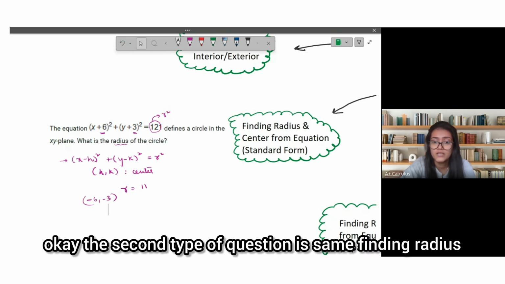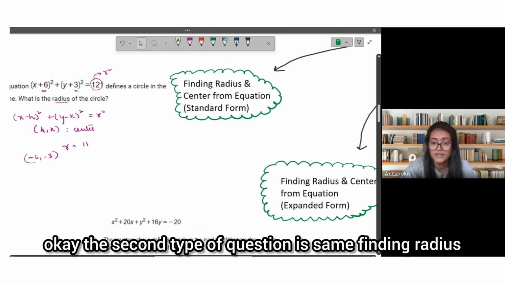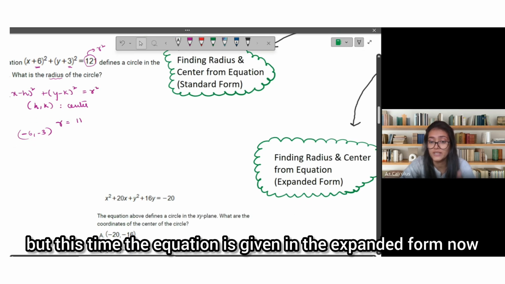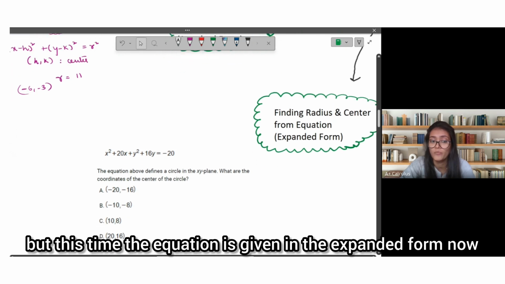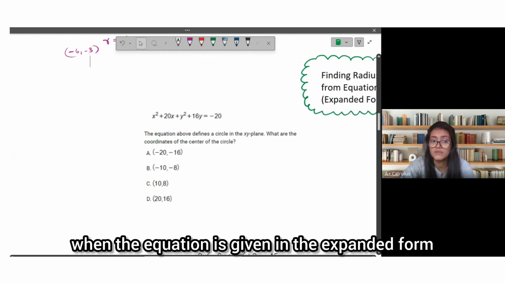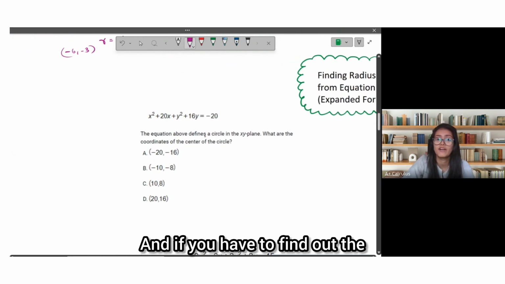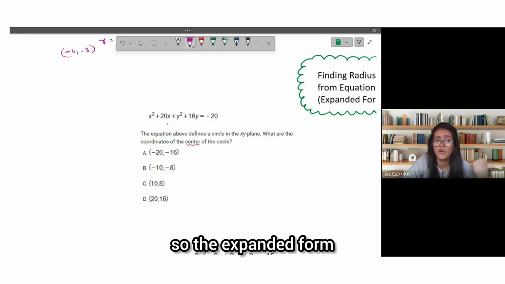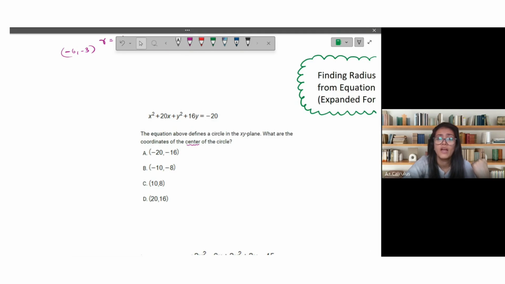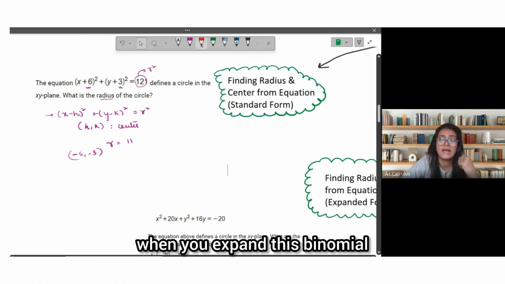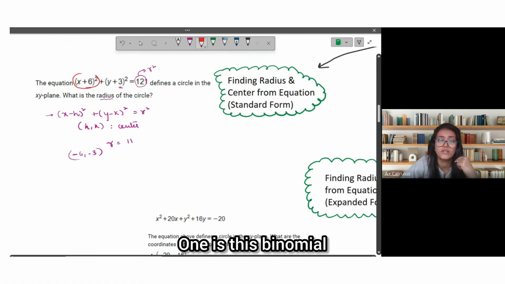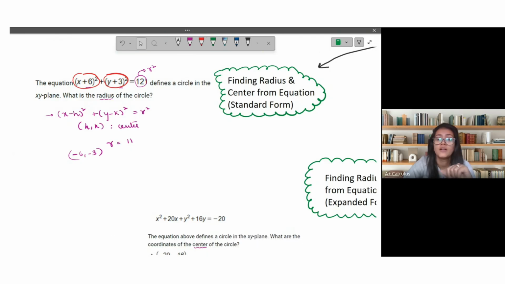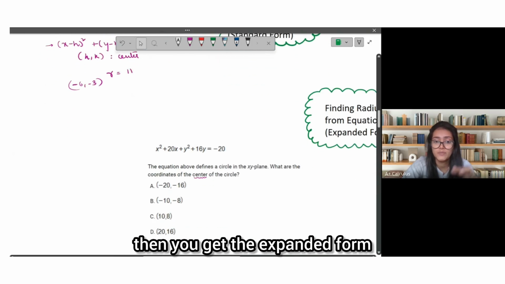The second type of question is the same, finding radius and center from the equation, but this time the equation is given in the expanded form. You get the expanded form when you expand these binomials. So you have two binomials, one is this binomial and you have this binomial. When you expand these two binomials using (a plus b) whole square, then you get the expanded form.